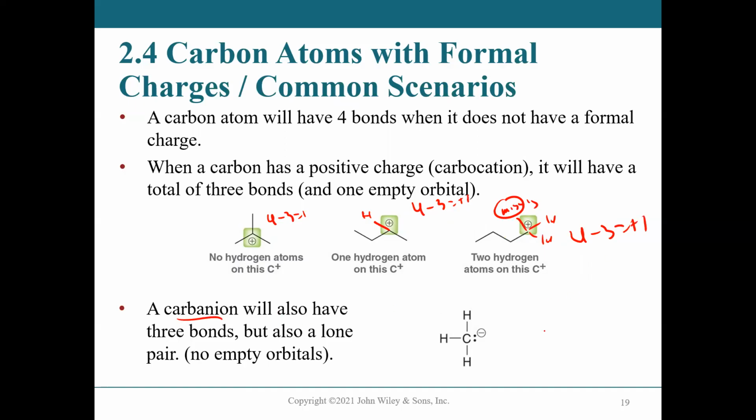A carbanion, what's special about carbanions is they're going to be able to attack. They're going to grab something. If you have a hydrogen out there, they're going to be able to grab it. But you take 4 minus 5 equals minus 1. And that's how you get the minus 1 here. Does anyone have any questions so far?